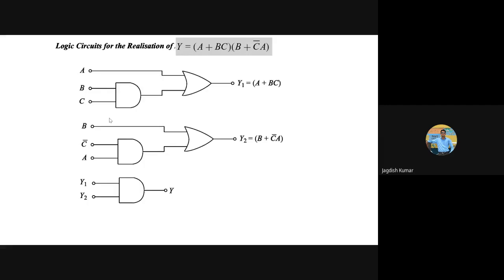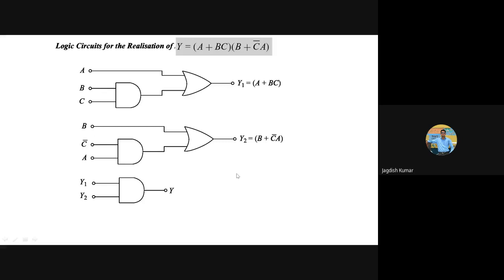So what can be the logical circuit to realize this expression? First we need to get y1. Let us say this is y1. So y1 is nothing but A or B, and C. So you need an AND gate and one OR gate. Then y2: B or C, and A, C complement and A. So A complement, and C complement into A, both AND. Then B is fed directly. This is y2. If you feed y1 and y2 to an AND gate, this will be the final output. So effectively, how many gates are being used? 1, 2, 3, 4, 5 gates plus one NOT gate as well.